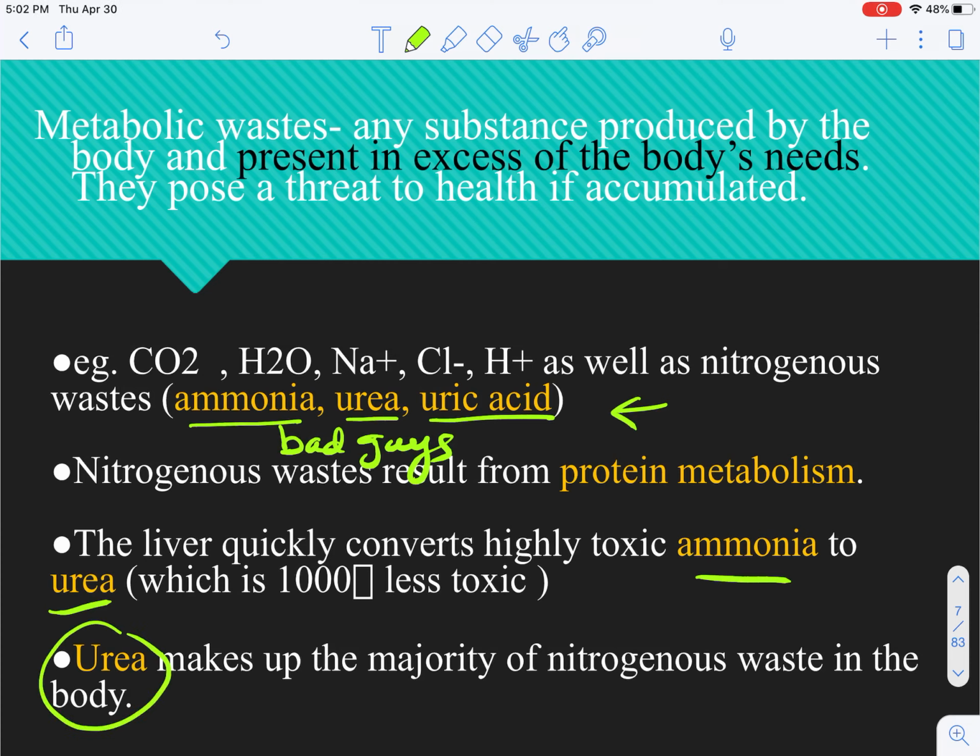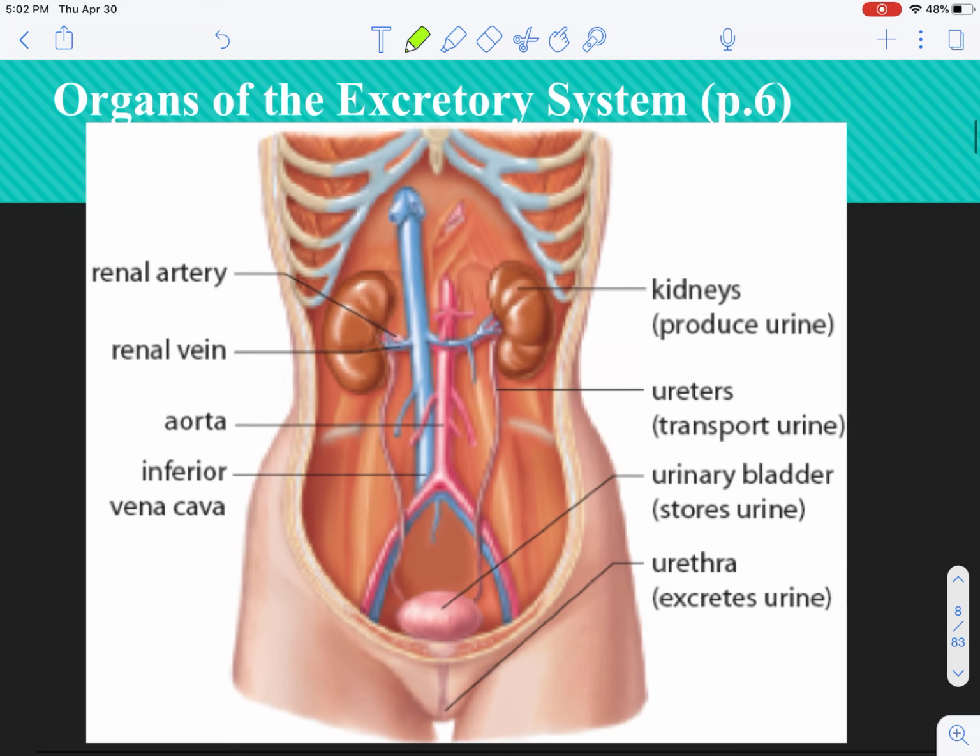Ammonia is a very toxic one, and your liver turns that into urea, so it's a little bit less toxic, but that means that urea ends up being the majority of the toxic waste coming out of the cleaning of the blood. And of course, when your blood is cleaned, your kidneys are excreting those wastes in urine. That is what this whole topic is about, the formation of urine as your kidneys clean the blood.